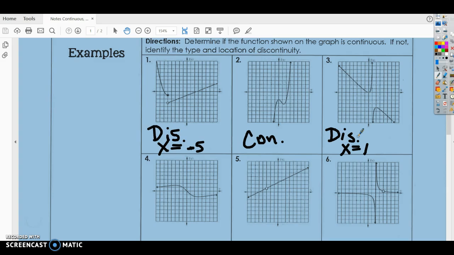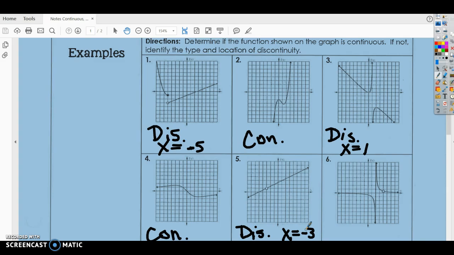All right, the next one, number 4. If you look, you can trace this, and you don't have to lift up your pencil. That is continuous. Number 5 has a hole, so that is a removable. That is discontinuous because it has a hole. And if you look at your x values, you go 1 to -3, so x is discontinuous. Sorry, I didn't mean to put not equal to. It is not equal to that because it's not there if we were looking at the domain, but this one is discontinuous at -3.